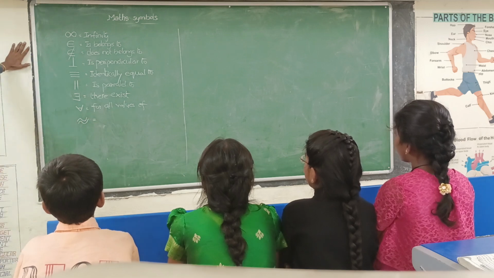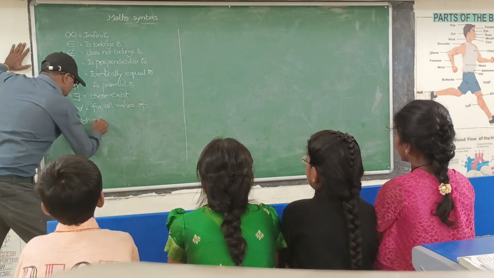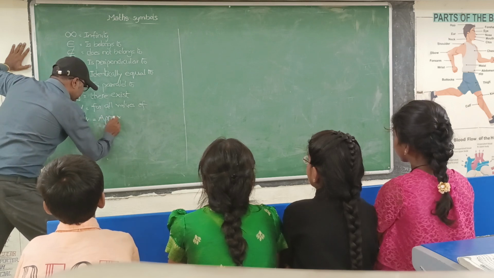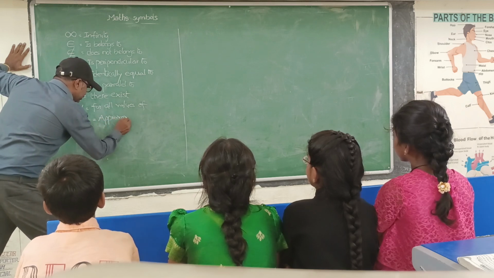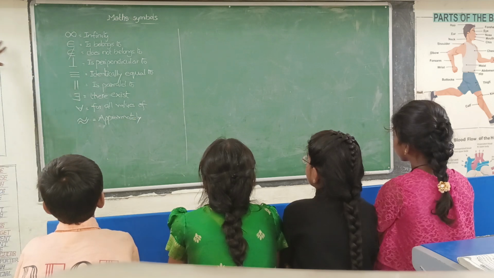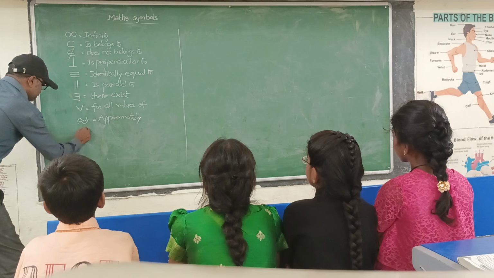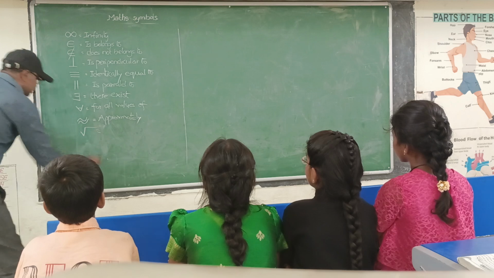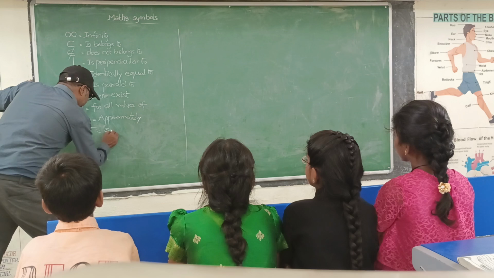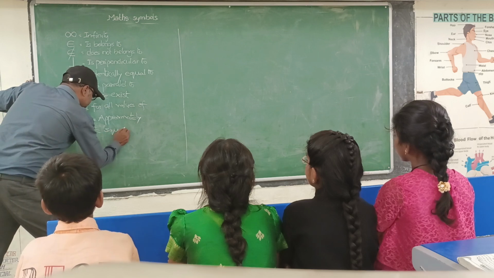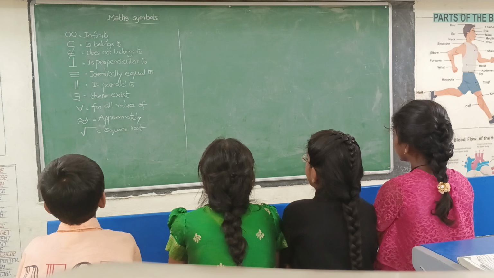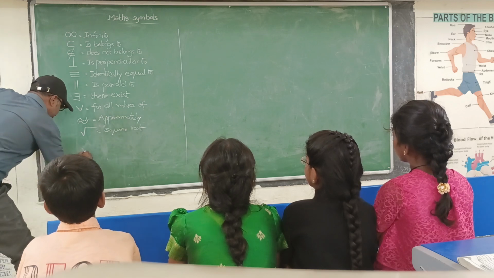What is this? Approximately. Very good. What is this? Square root. Telugu meaning? Vargamoolamu.